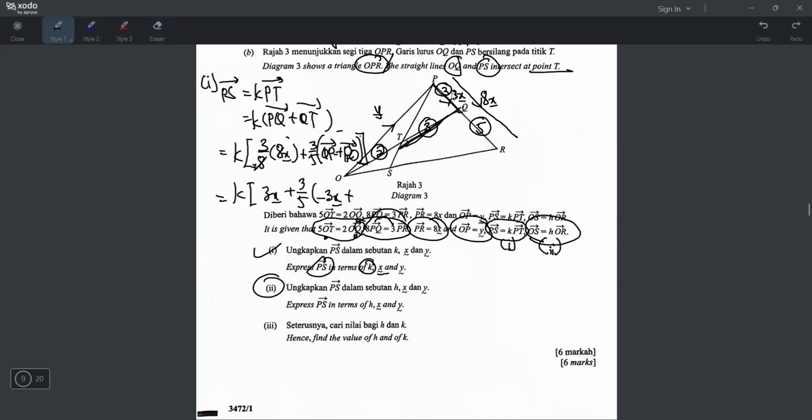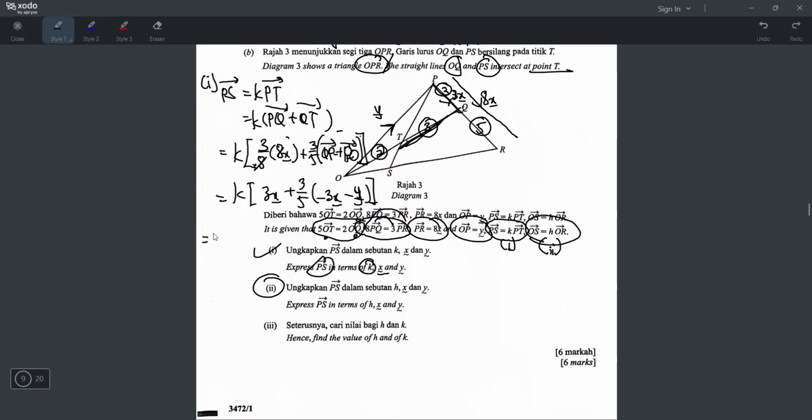I found it just now already, this 3x. And then vector PO will be negative y. Because the direction: this vector OP is y, but I want PO. That's why it's negative y. And then you close the bracket.